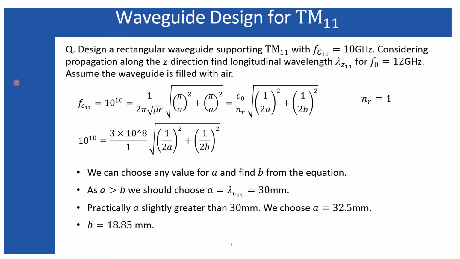So in order to choose the dimensions a and b, I am choosing a equal to 30 millimeters, which corresponds to the cutoff wavelength. That means the wavelength corresponding to 10 gigahertz.